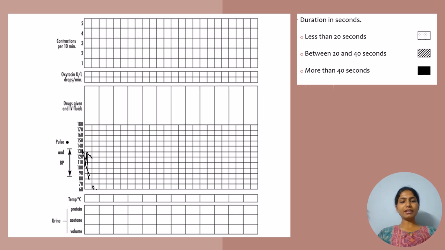in case of maternal hyperpyrexia or when there is any suspicion of chorioamnionitis. And the urine examination should also be done at the time of admission, that is protein, acetone and volume of urine, and it should be repeated at least fourth hourly or daily once. So this is about the modified WHO partograph. Hope you all understood.